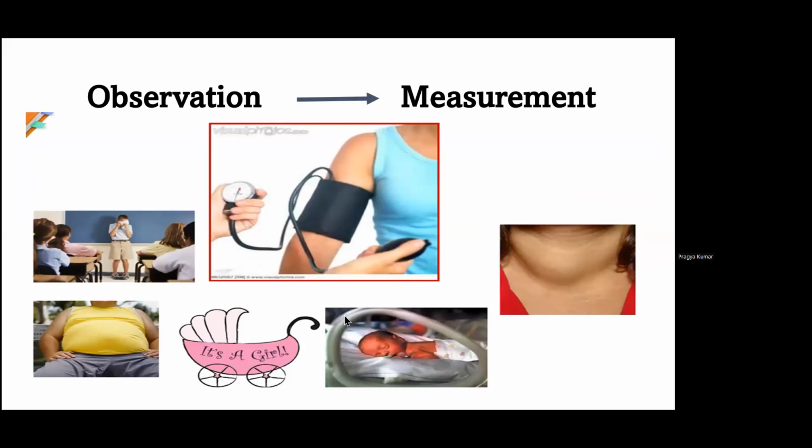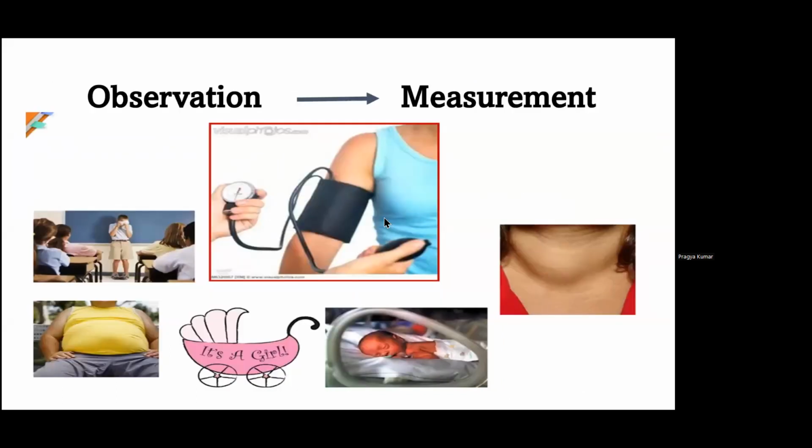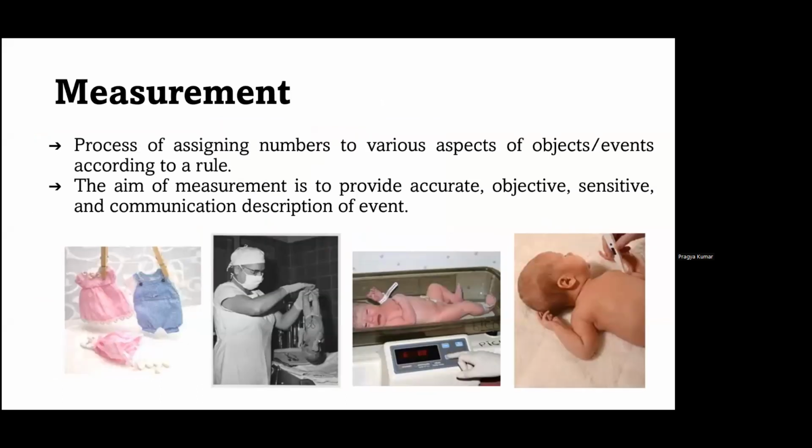You can see this picture. What is this for? This is some personality trait. You can measure this through a questionnaire. This is blood pressure. Sorry, we are measuring the blood pressure. This is the thyroid swelling. This is the baby weight. This is the central adiposity. So all this you can observe and you can measure. So measurement is what? You give a number to the various aspects of objects or events according to a rule. And we want that numbering and that measurement to be accurate, objective, and sensitive.